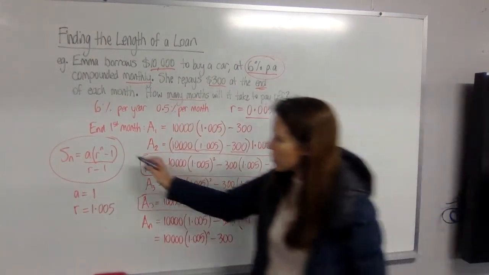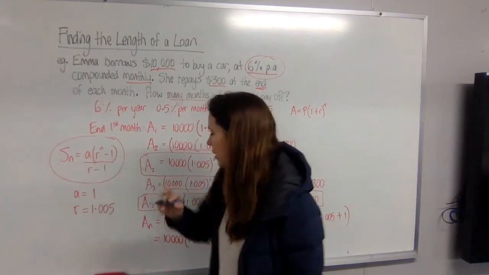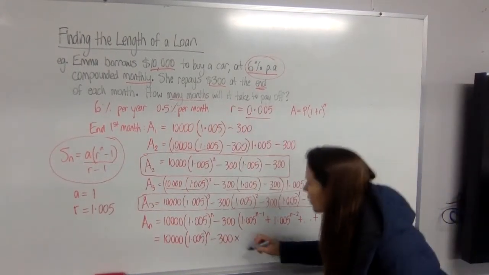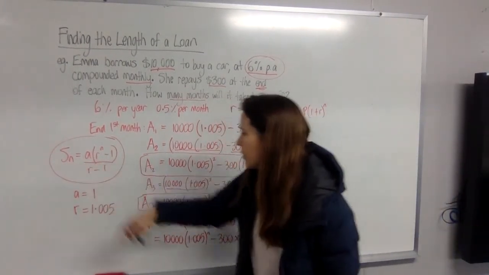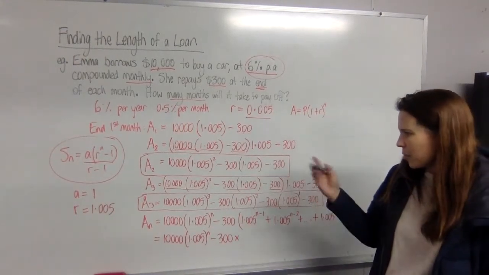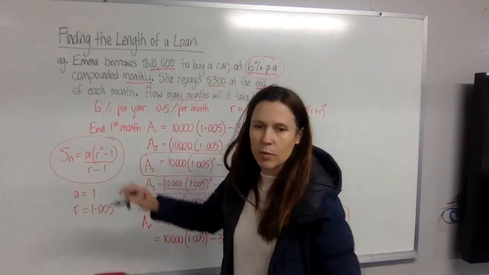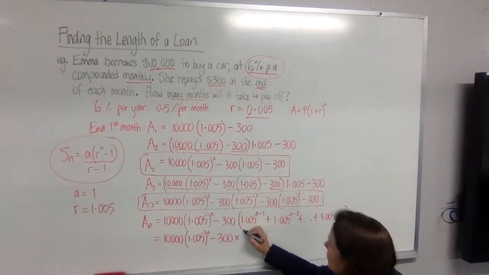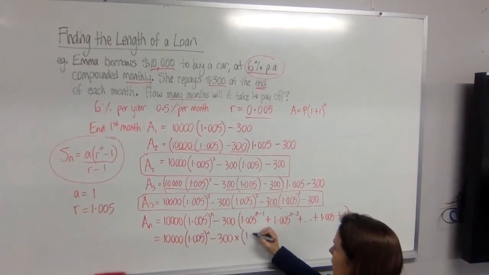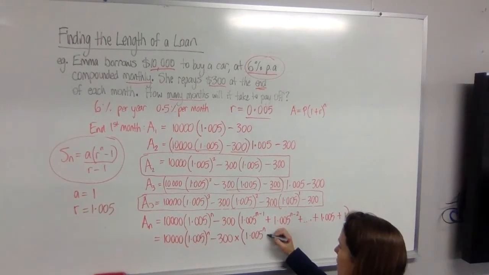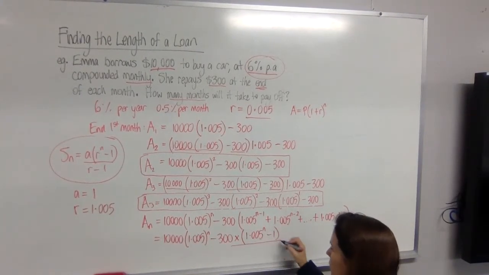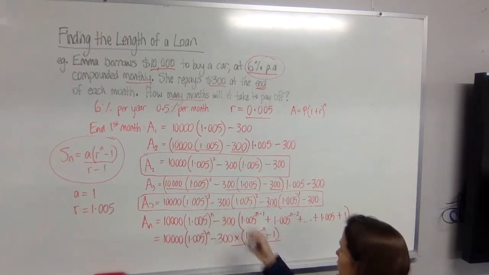Okay, now I can use this formula. I've got my a and my r, so I need to multiply by 1. Well, multiplying by 1 doesn't change it. I'm not even going to bother writing that down. I'm going to multiply by r to the n minus 1 in brackets. So I've got my rate to the power of n minus 1 over r minus 1.